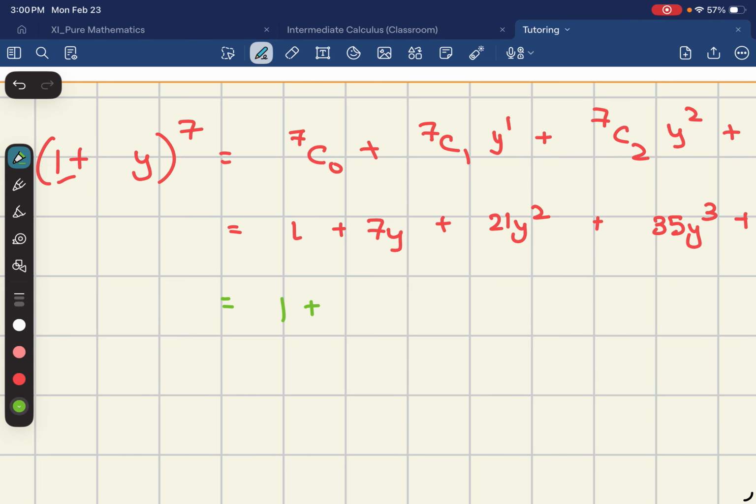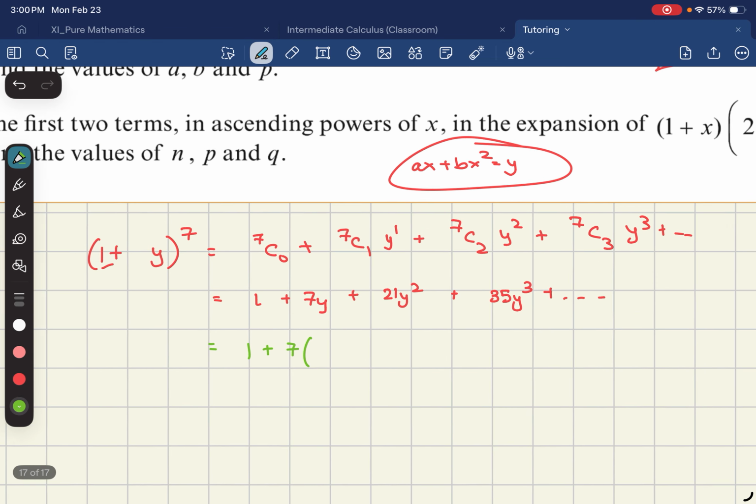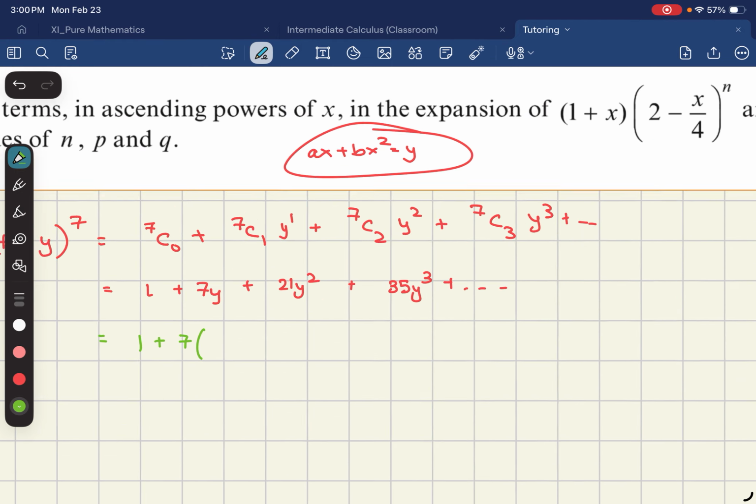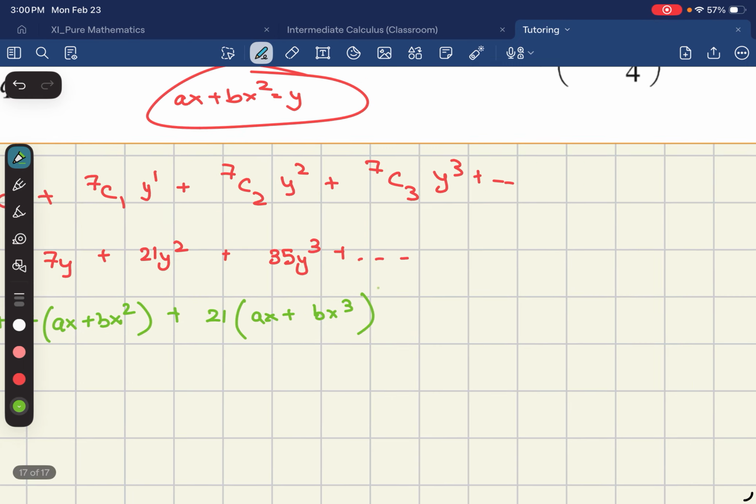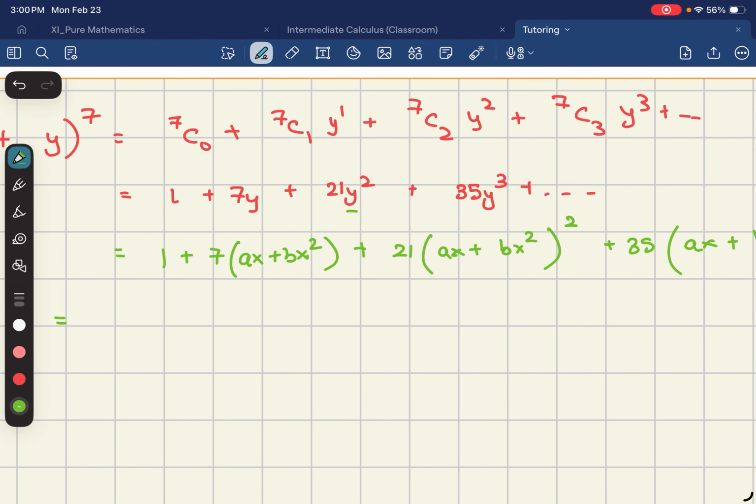So I get 1 plus 7 times (ax plus bx squared), plus 21 times (ax plus bx squared) squared, right? And then finally I have 35 times (ax plus bx squared) cubed. Now this is ugly, but we have to solve this.